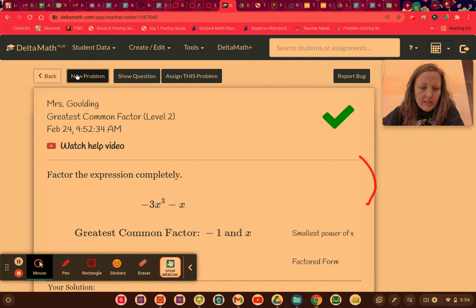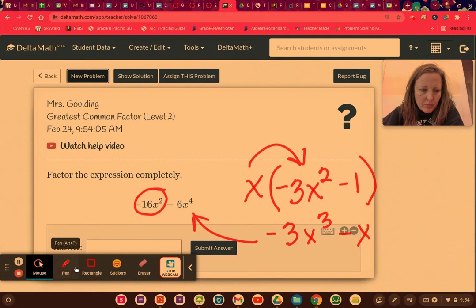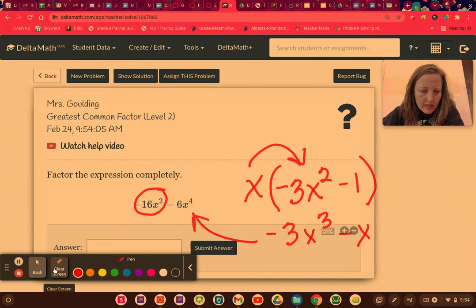Let's do one more of these. I think I only did one of those. So let's hit the new problem. I'm going to go pin, clear the screen. Okay.